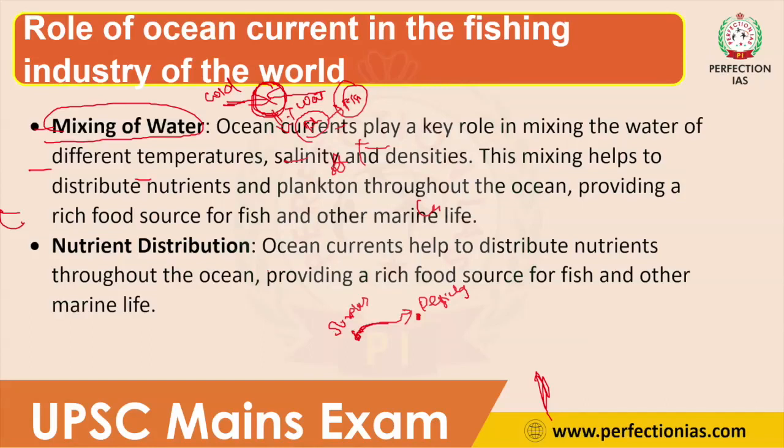So in the first part we addressed the major forces, and in the second part we discussed the role of ocean current. By these methods, ocean current is impacting the fishing industries around the world. For this question, you can draw the world map and mention some of the important fishing grounds and some major ocean currents.